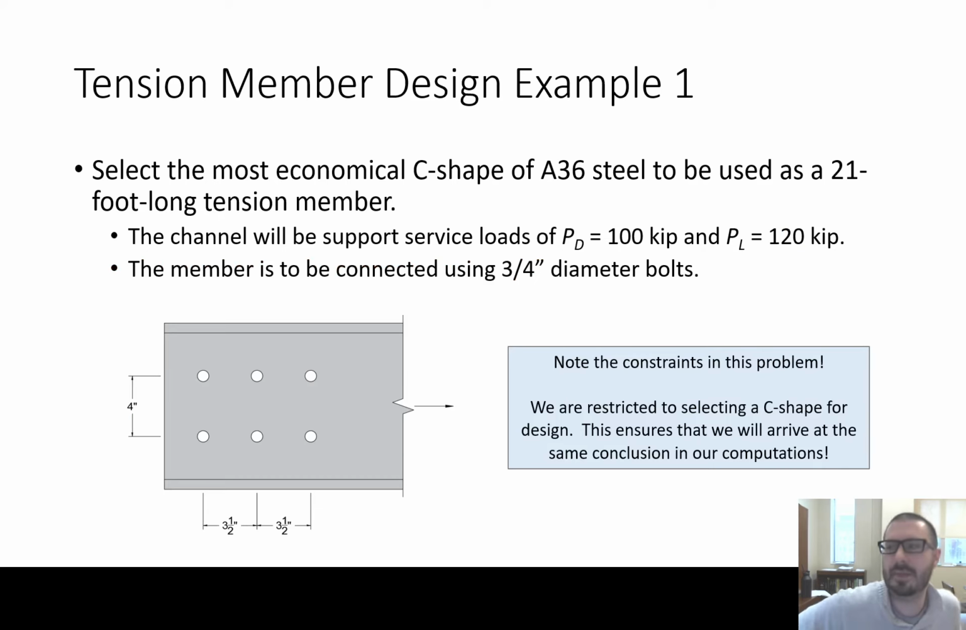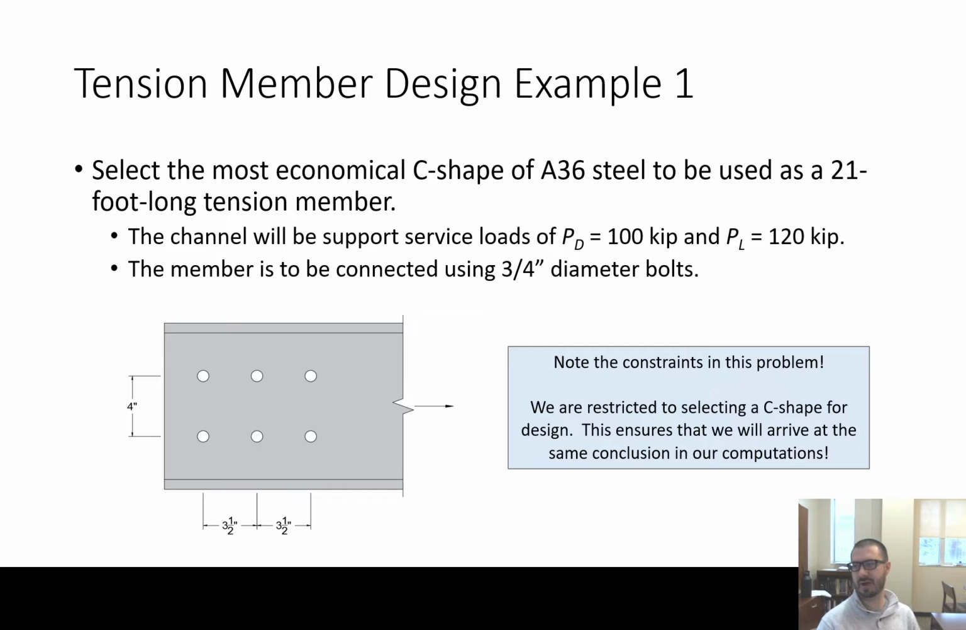So let's look at the example that we're going to be doing. We're going to be selecting the most economical C shape, so the most economical channel. That's the constraint that we're putting on the problem, because there aren't as many channels in the manual as there are W shapes. In fact, there's only one page of channels. And so we're going to be selecting a channel to be used as a 21 foot long tension member.